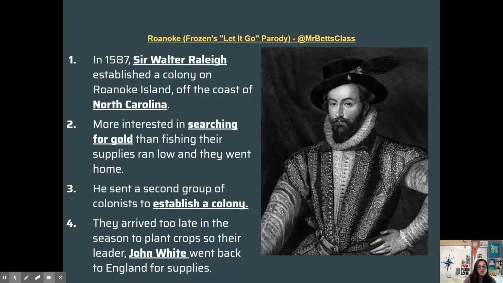And he's really just caring about searching for gold, okay? He's not really concerned with setting up serious establishments and settlements for the people. And so people's supplies are going to run low from time to time, but that doesn't really concern him very much. So when they get there, they arrive a little bit too late in the season, late summer, early fall. It's not planting season. So whatever they have, they just need to make do, all right?